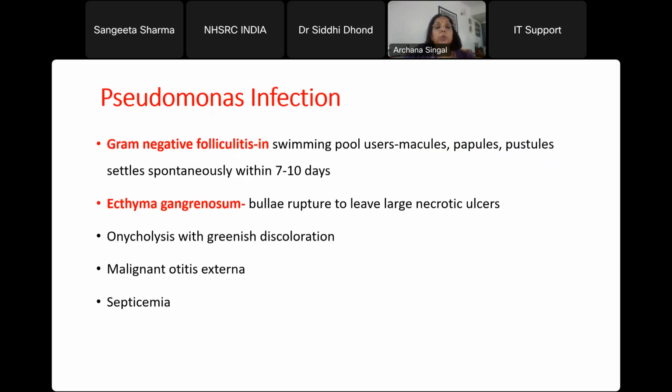There can also be Pseudomonas folliculitis, usually from swimming pools, and ecthyma gangrenosum when there is a large necrotic lesion. The infection can come from anywhere, for example the middle ear, and the patient can go into septicemia. That means the local infection can become a blood-borne infection.